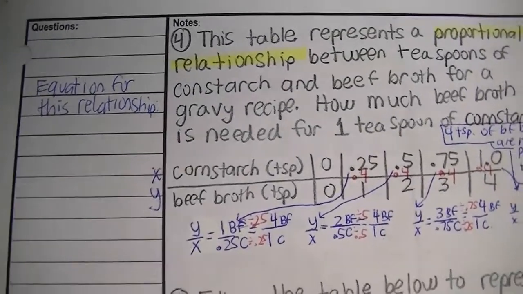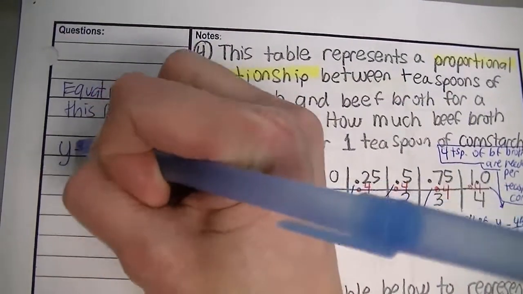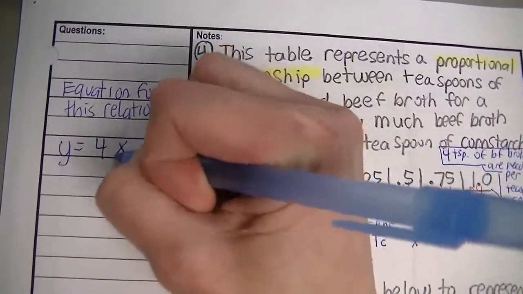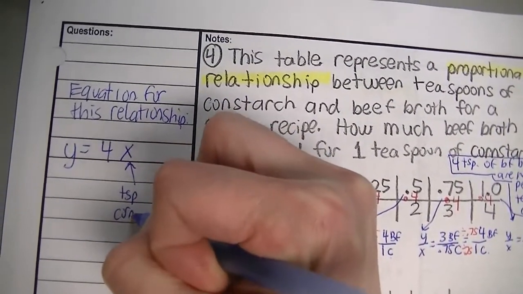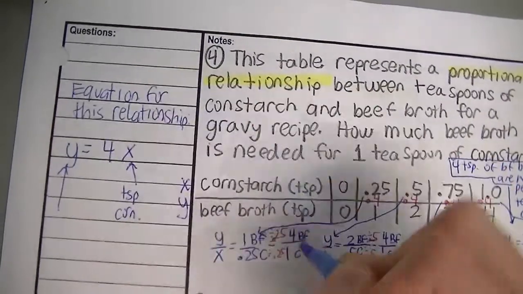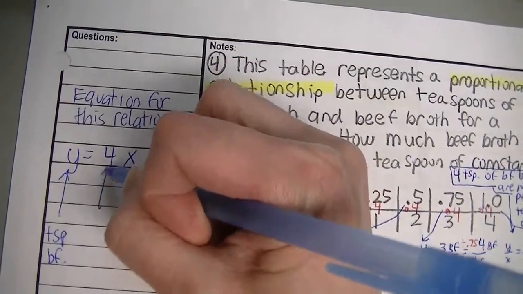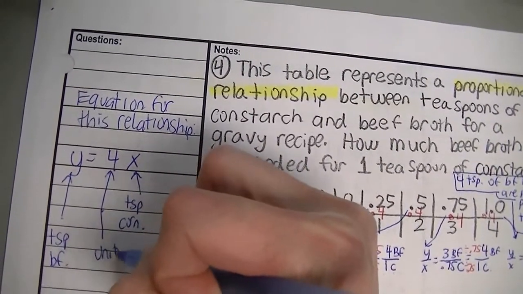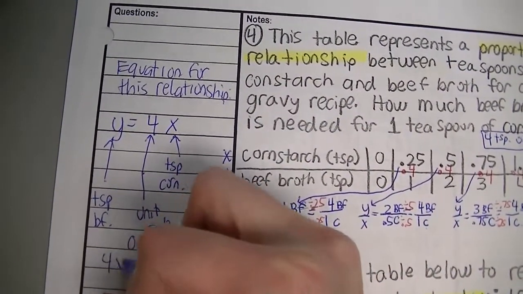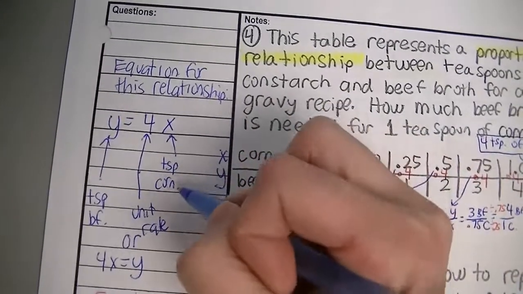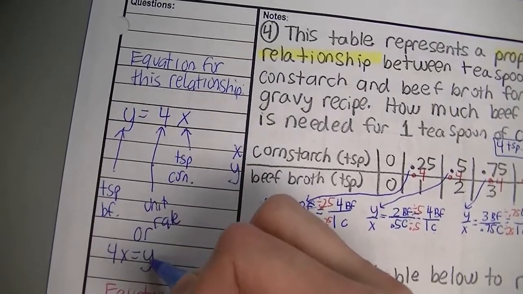Okay, I want you to figure out the equation for this relationship modeled by the table. It would be y equals 4 times x. x stands for the teaspoons of cornstarch, I'm abbreviating, and y stands for the teaspoons of beef broth. And that 4 right there is the unit rate. Another way you can write this is 4x equals y. Same thing, but make sure you label that. x is still teaspoons of cornstarch, y is still teaspoons of beef broth.